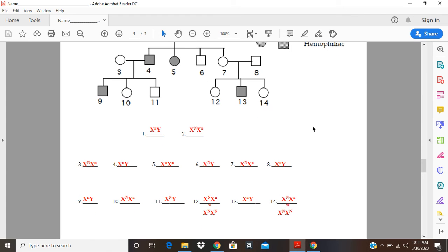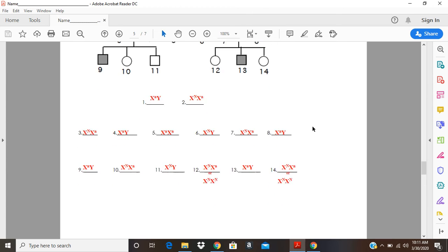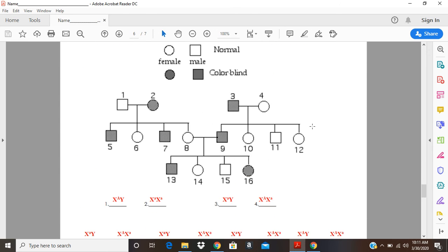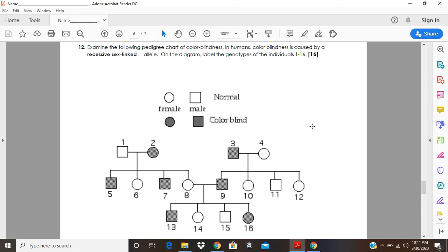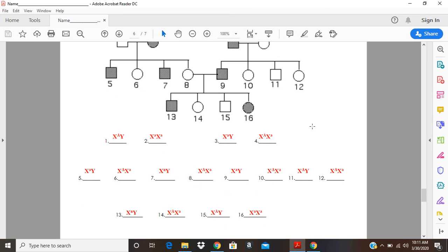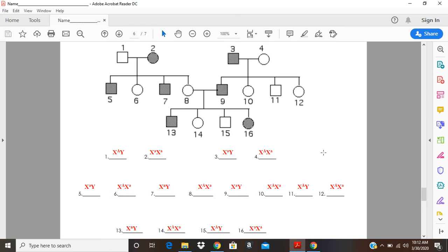I'll give you a couple of seconds to look at that. Okay, and moving on to number 12 with this one, similar situation. It's a recessive sex-linked allele. This is color blindness again. Use a different letter. So you can see how this sets up with the individuals. So I'm just going to leave this here for a few seconds. You can actually pause it if you want, just to double check your answers to see what you have.